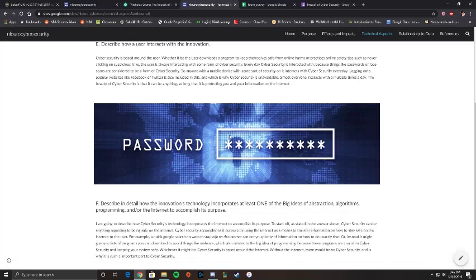And next is F: Describe in detail how the innovation's technology incorporates at least one of the big ideas of abstraction, algorithms, programming, or the internet to accomplish its purpose. Well, first, cybersecurity uses the internet to accomplish its purpose. Users have to use the internet to acquire info on cybersecurity, such as looking up helpful tips to stay safe on the internet, or even downloading things like anti-malware programs, which also relates to the idea of programming, as individuals create these programs to help keep people safe on the internet. So it combines the internet and programming as the big ideas in order to keep people safe on the internet.